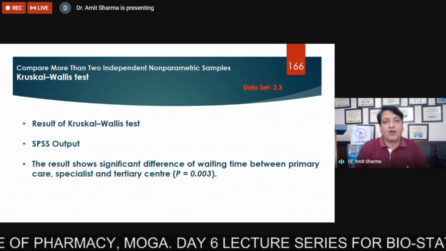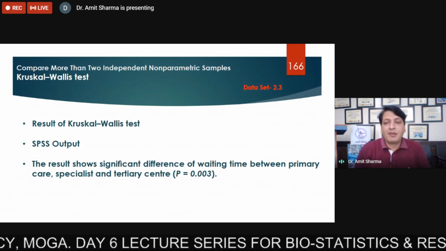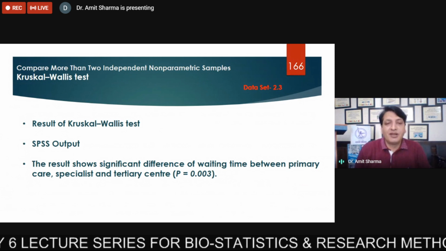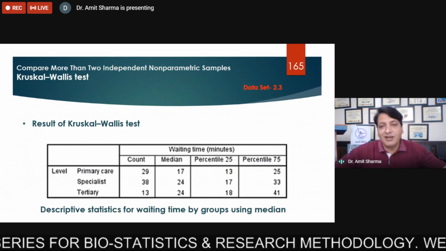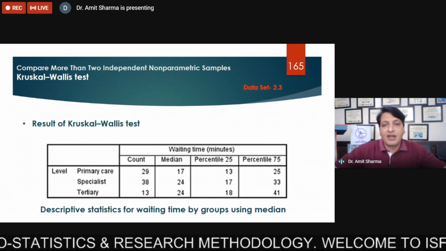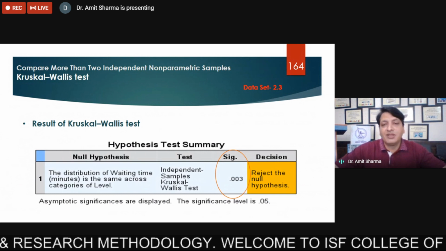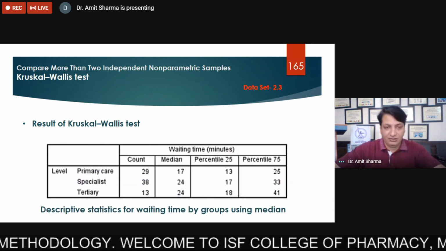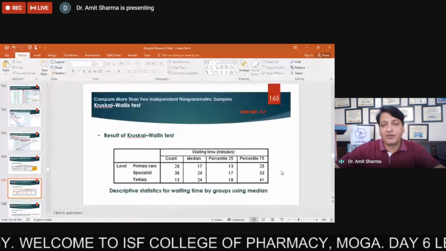Even you can discuss the descriptive statistics: the median time of primary care was found to be this much, with the 25th and 75th percentiles, that is, the interquartile range. So always write the interquartile range with the median, and the standard deviation with the mean. This is the way by which you can carry out the Kruskal-Wallis test with the help of SPSS.